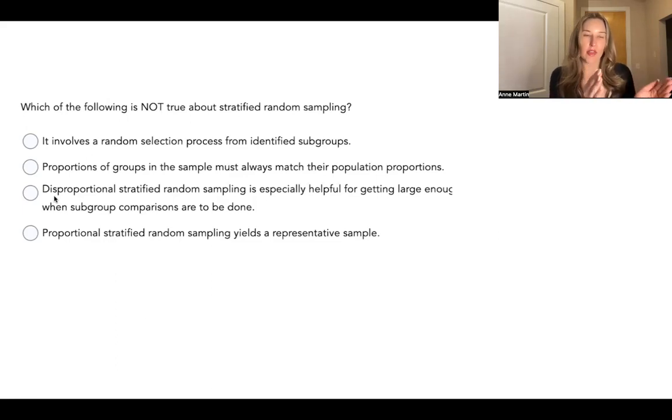So you can block that off and randomly sample within that. So proportions don't have to match the population. And in fact, disproportional random sampling can be a useful strategy. Proportional stratified sampling yields a representative sample, yes. So the only one that is not true, B, is that it must always match their population proportions.